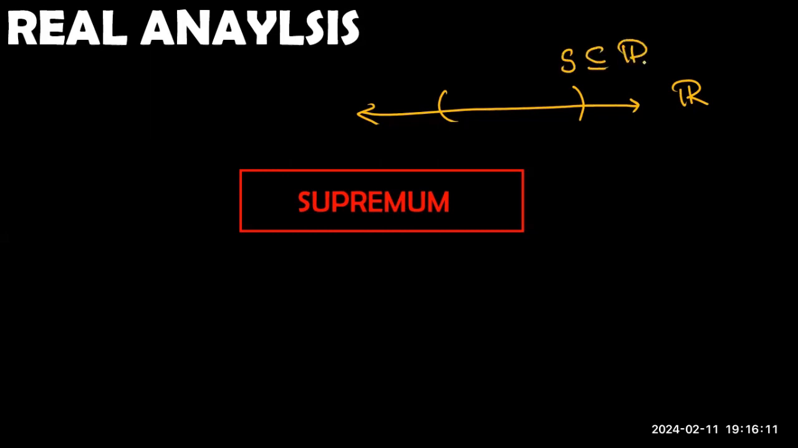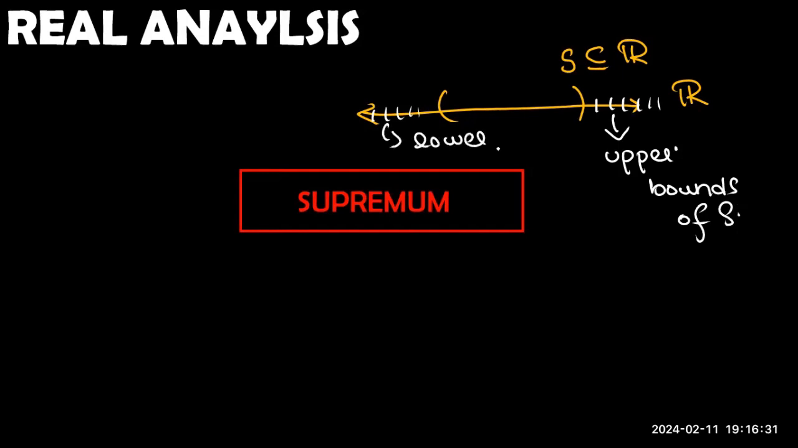Our next thing is very, very important. Before that, till now we know that this is our complete real number line, and we take a subset of it. Let's say this is our S, and this S is a subset of real numbers. Now all the numbers to the right are upper bounds of S, and all the numbers to the left are lower bounds of S.